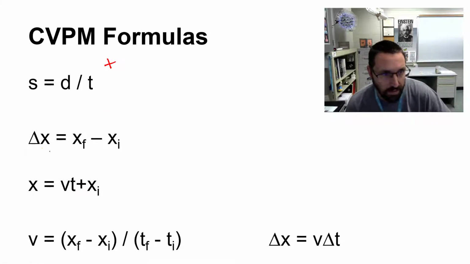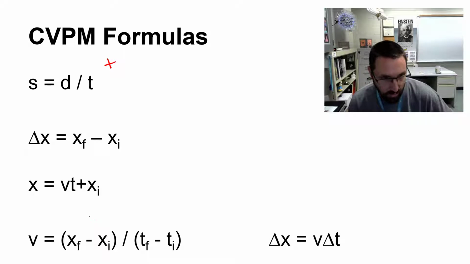The next formula is the formula for displacement. To find the displacement of some object, you take its final position minus its initial position. If you know the final and the initial, you can figure out the change in position, also known as displacement. The next formula is the generic mathematical model formula that we use for our constant velocity representations. It says position is equal to the velocity multiplied by time plus your initial position.